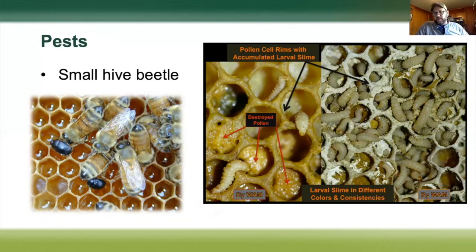All right, you're also going to deal with a bunch of pests. We are going to talk about pests and pathogens in detail in our pest and pathogen lecture. That's why we're not spending a lot of time on them here. Again, I just want you to understand what looks right and what doesn't.